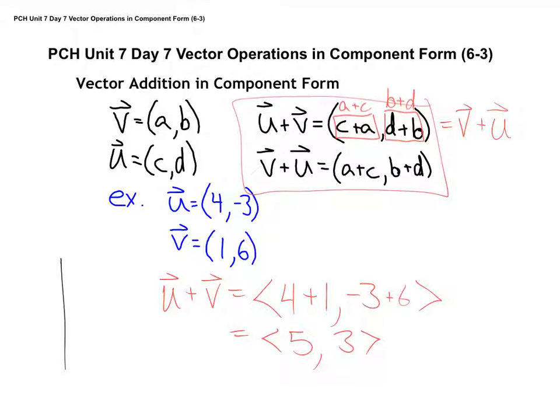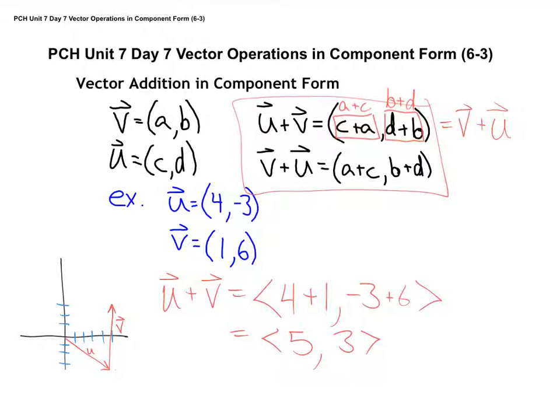If I were to actually sketch this, u goes over 4 and down 3. So here's my vector u right there. And vector v goes over 1 and up 6. All right, so over 1, up 1, 2, 3, 4, 5, 6. So I'll end up right there, because I'm starting where the other one left off. So there's v.